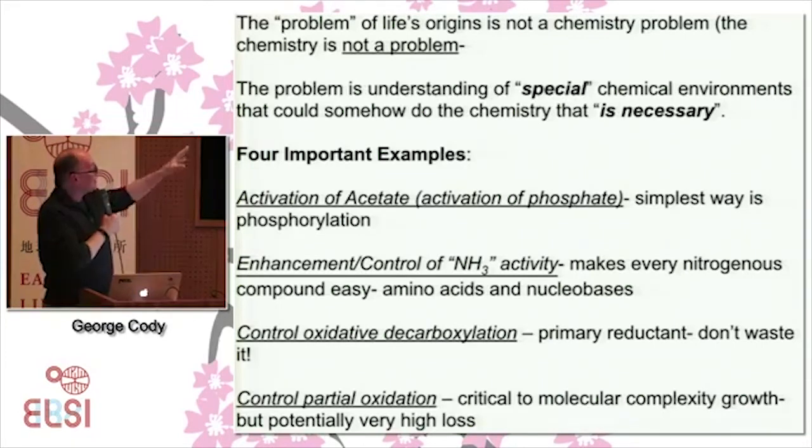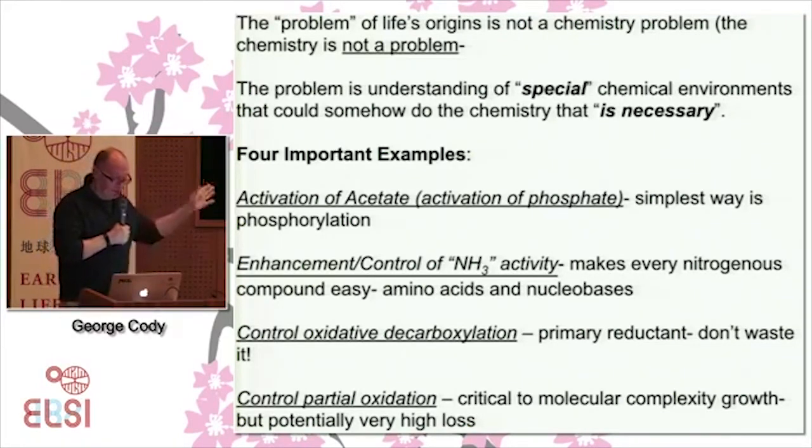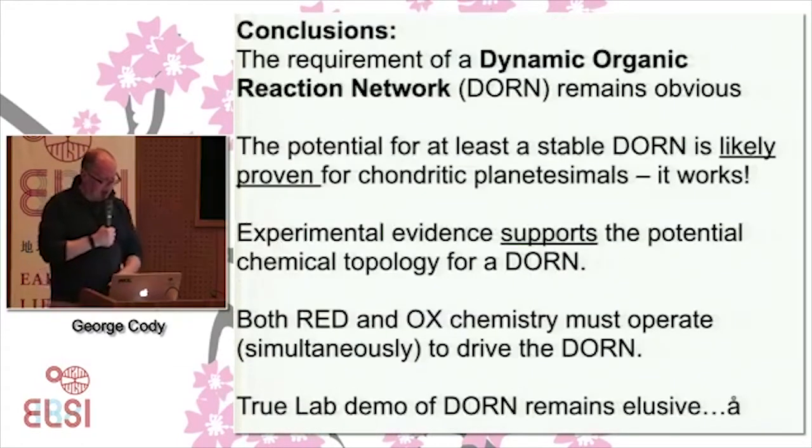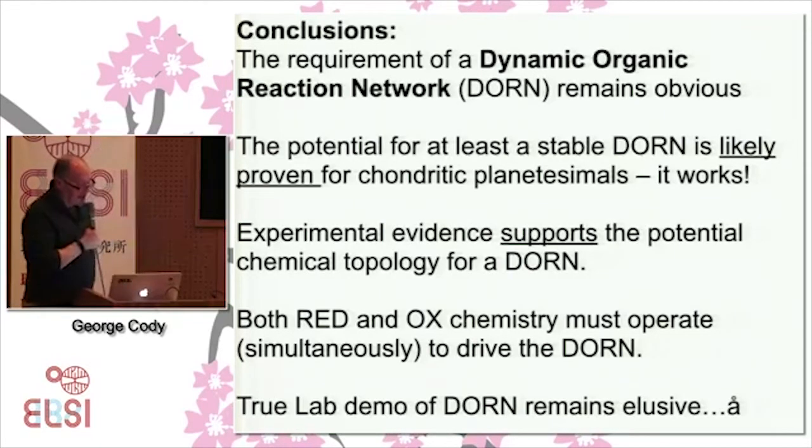So at some level, environments have to develop, and these environments are not living systems, but in my view are systems where you can start to control the activities of things. You have to control oxidative decarboxylation. You don't want to keep throwing away your reduced potential. And you have to control partial oxidation. If you don't have some oxidation, nothing interesting is going to occur. But it has to be balanced with the idea of high loss to the system. So the requirement of a dynamic organic reaction, I think, remains obvious. Precisely where and how it occurs, I don't know.